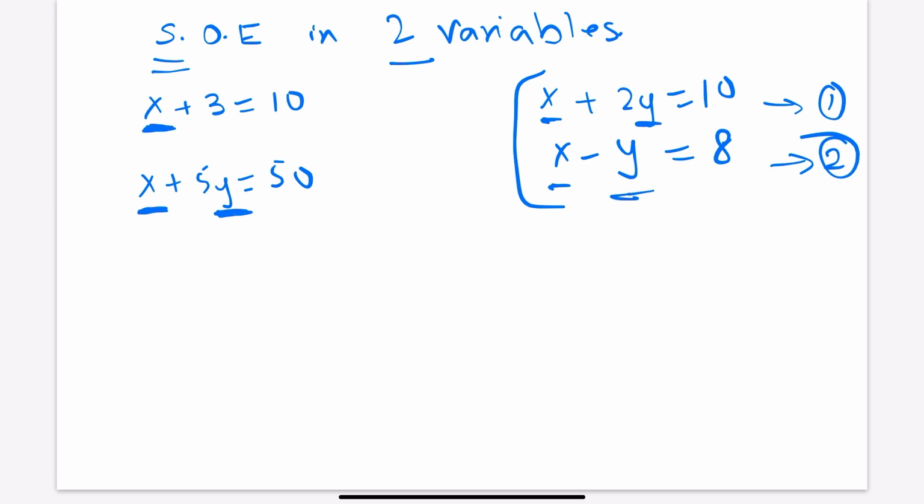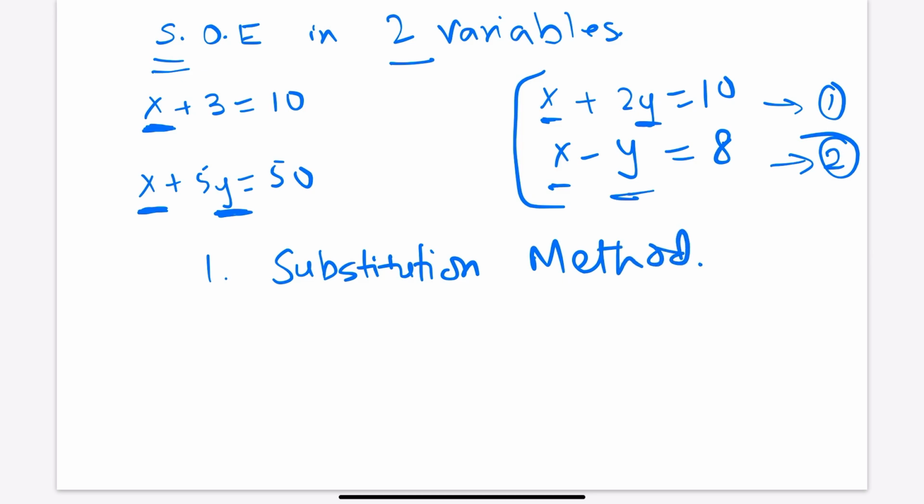All right. So how do we solve this? So there are a few ways that you can solve such problems, right? So let's talk about that before we start doing today's problems. The first one is called the substitution method. Substitution method. Okay.